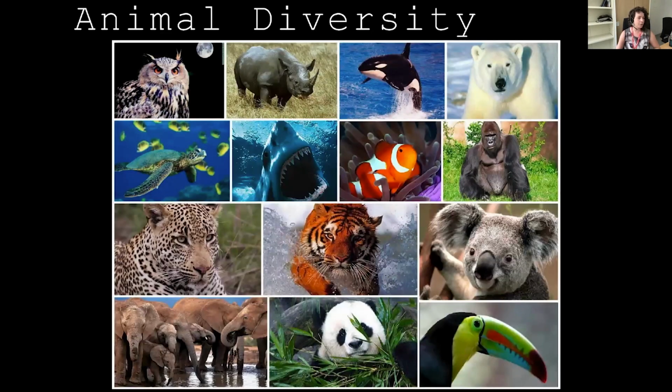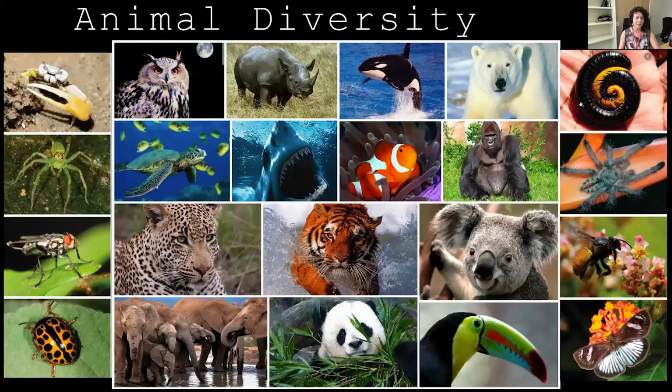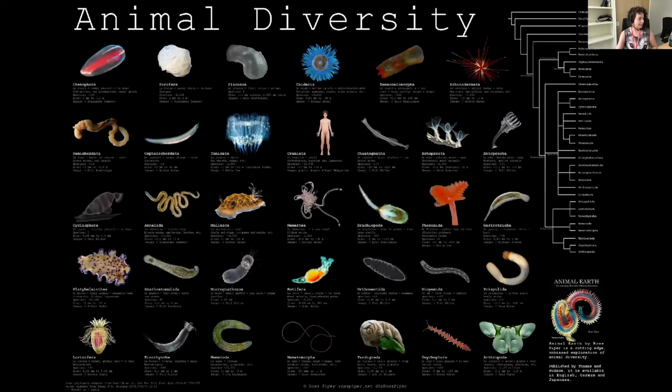When we say the keywords animal biodiversity, this is what most people imagine: beautiful, colorful fish, mammals, big cats, pandas, turtles, and so on. Probably also some iconic invertebrates, spiders, butterflies. But actually, if we were to depict the animal tree of life, the full spectrum of animal biodiversity, it could be something like this. There's this beautiful poster by Ross Piper showing all the different animal phyla.